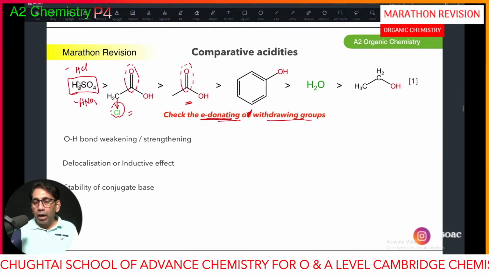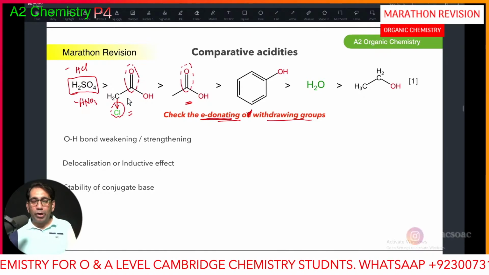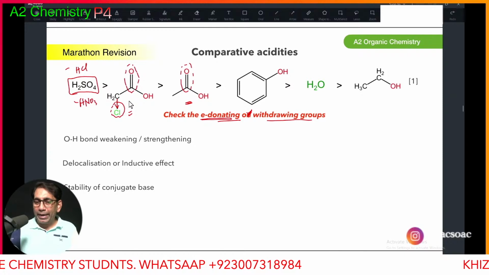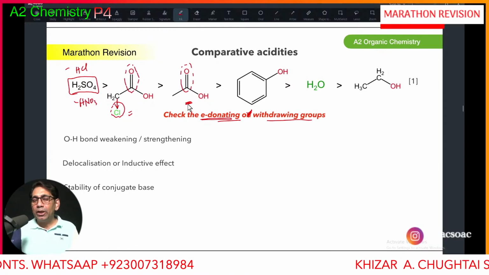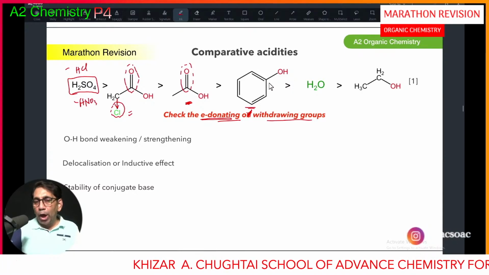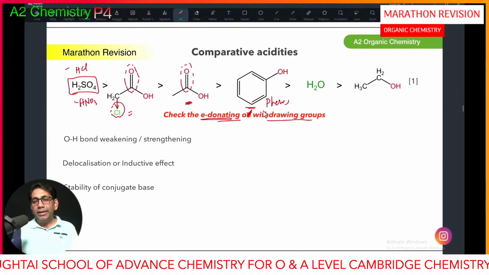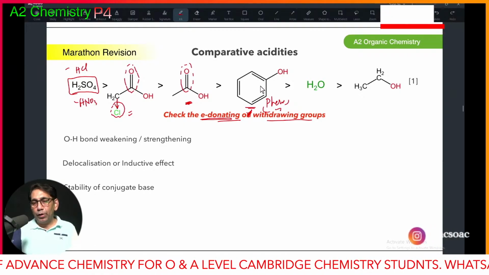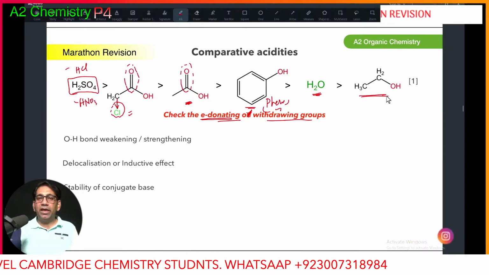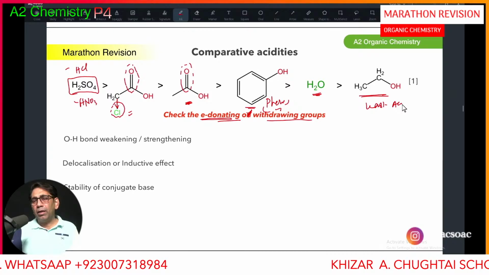Strongest acids are mineral acids. Then halo carboxylic acids: chloroethanoic acid, bromoethanoic acid, fluoroethanoic acid, and so on. Then simple ethanoic acid. After that, aromatic acids like phenol. Then there will be water, and the least acidic is alcohol. It's the least acidic. Least acidic means almost not acidic.